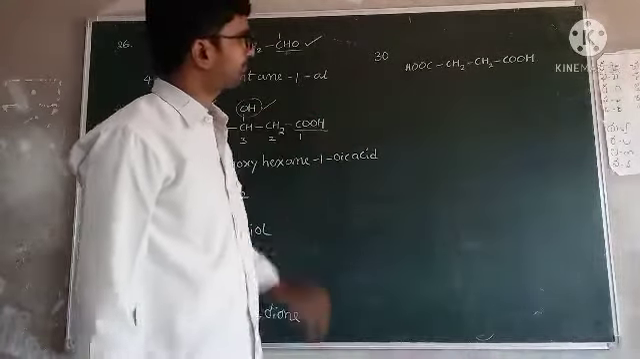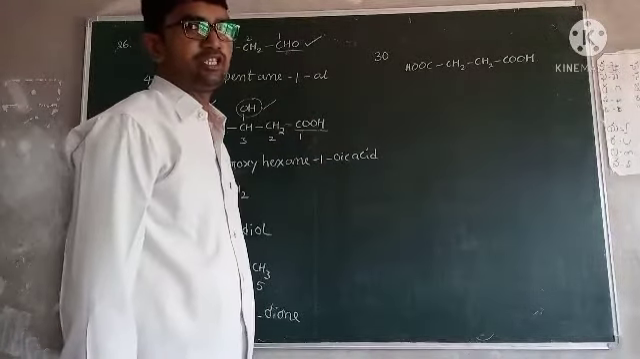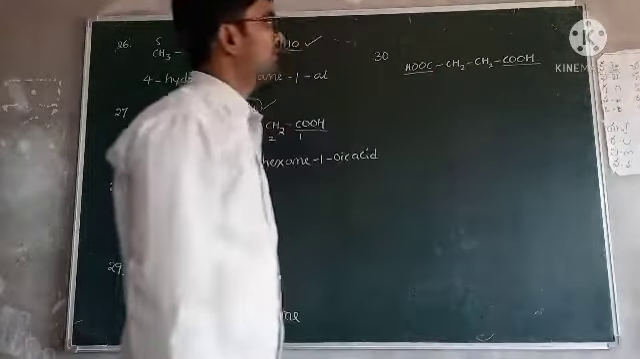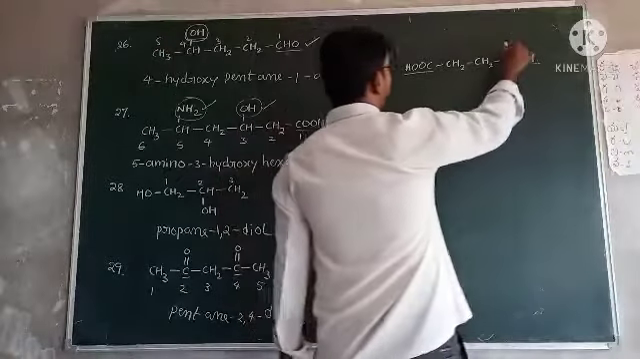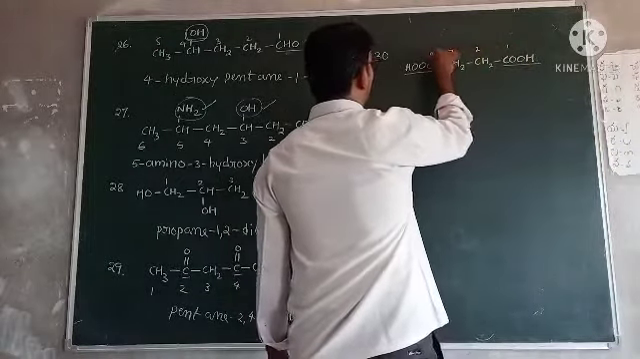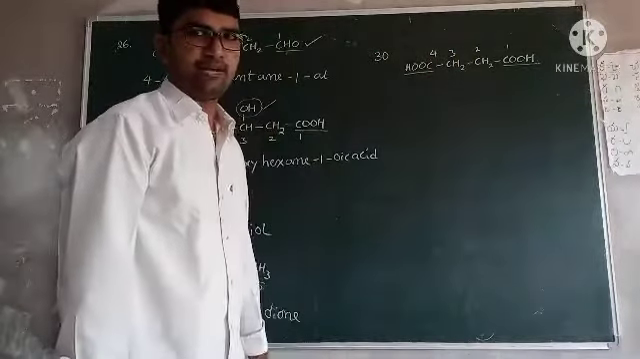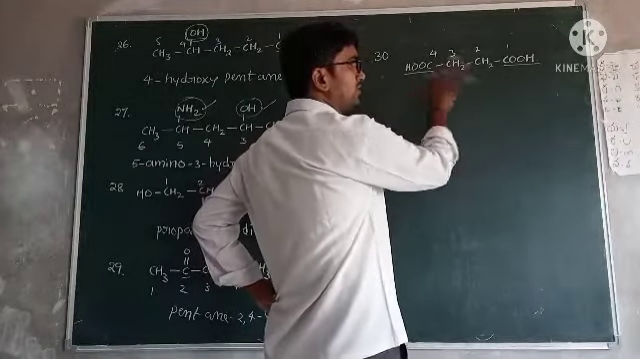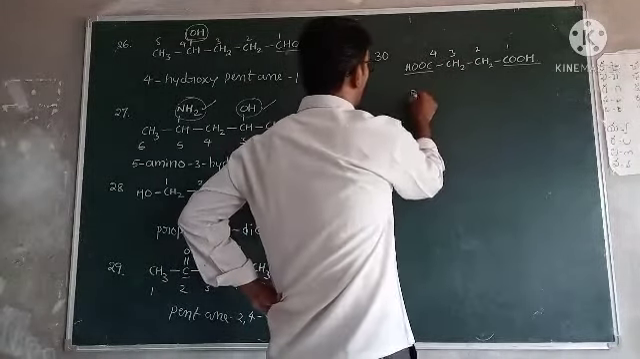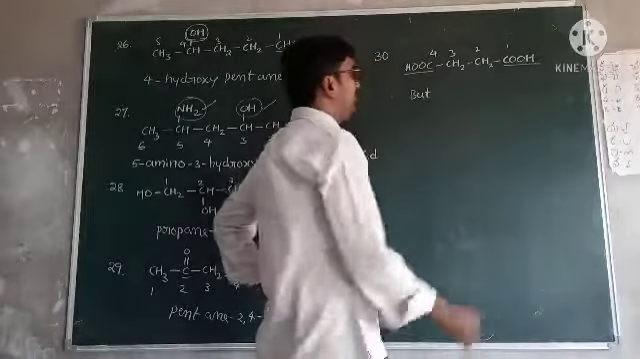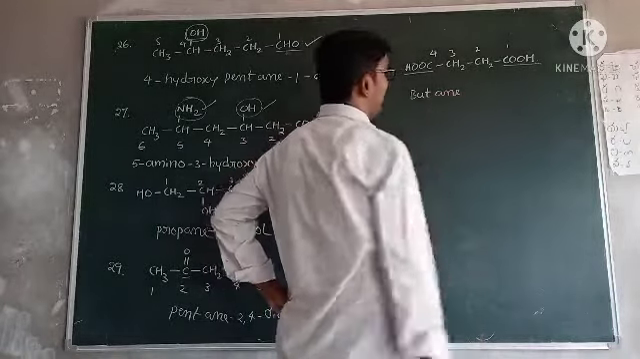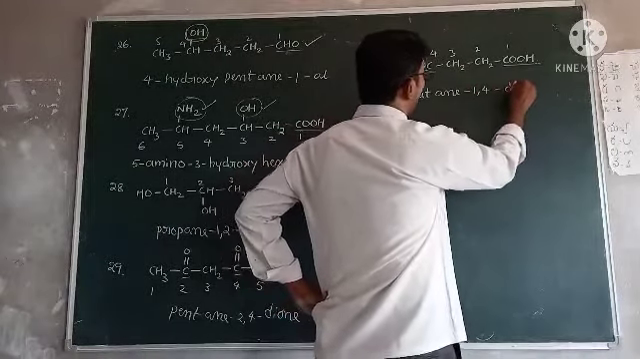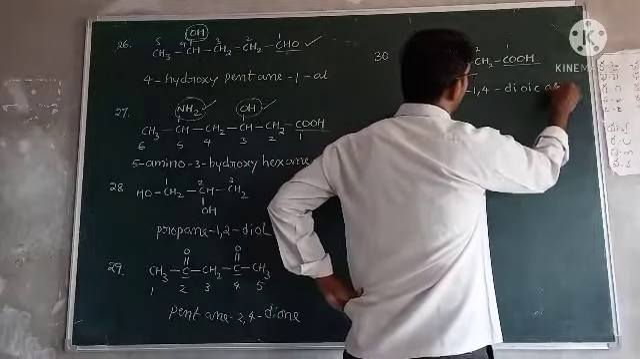Next, 30th. It contains COOH groups as the main functional group, and COOH is present on both sides. So numbering from any side is correct: 1, 2, 3, 4. Now write the name. First the substituents; there are none. Number of carbons is 4, so but. Bond type only single bonds: an. And functional groups at the first position and fourth position. So 1, 4-dioic acid.